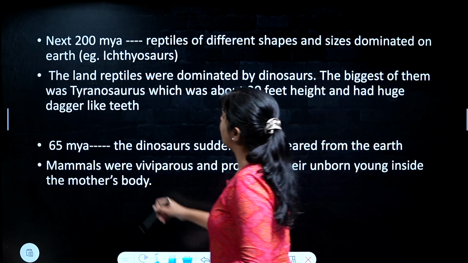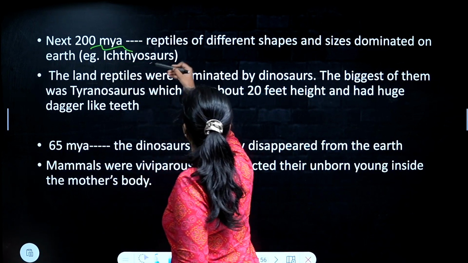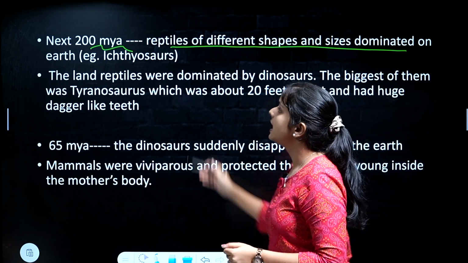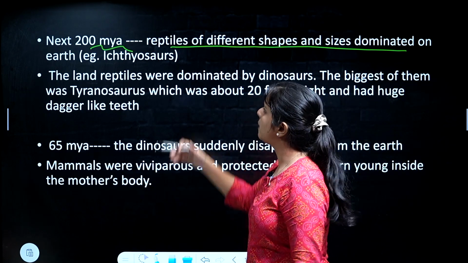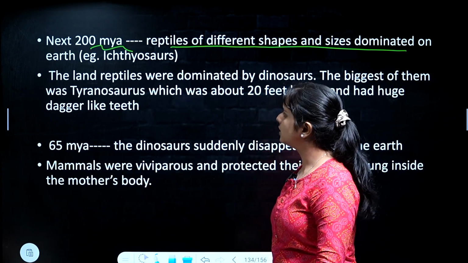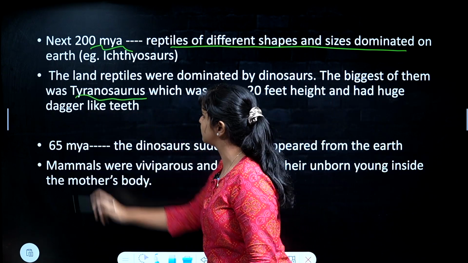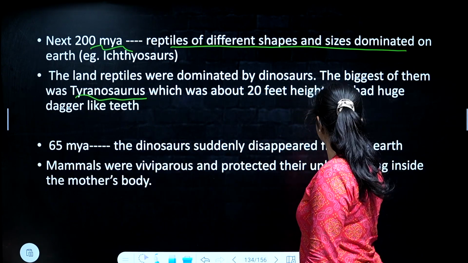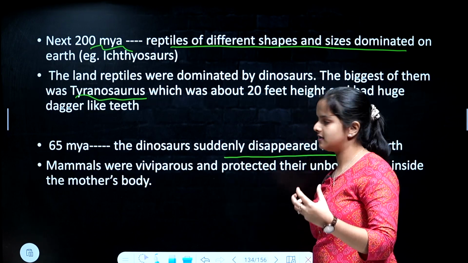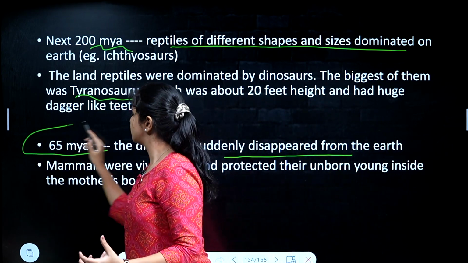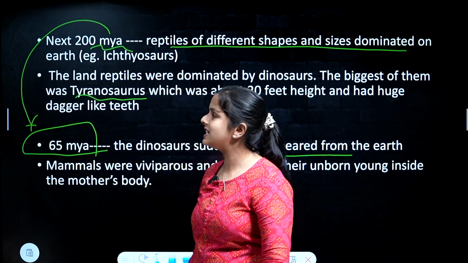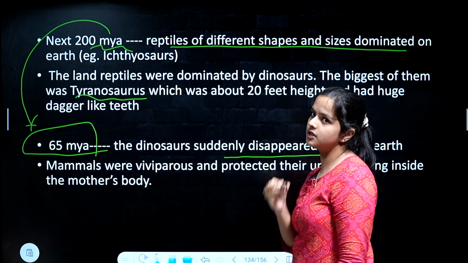After that, in the next 200 million years, reptiles of different shapes and sizes dominated Earth. That's when dinosaurs came into action, about 200 million years ago. An example was Tyrannosaurus. But later on, the dinosaurs suddenly disappeared from the Earth, about 65 million years ago. So from 200 million years to 65 million years, who were dominating? The large reptiles like dinosaurs were dominating.